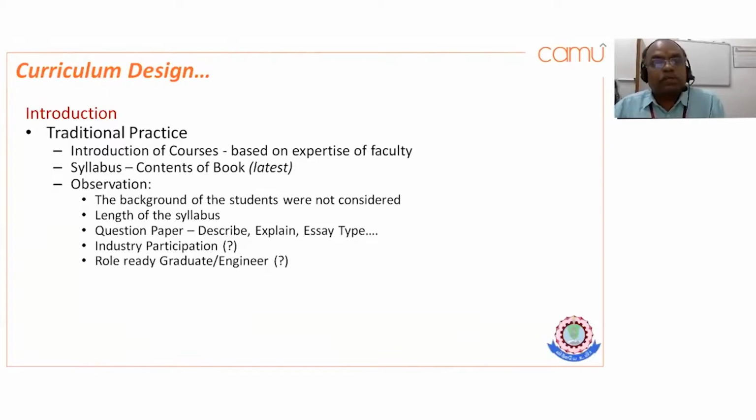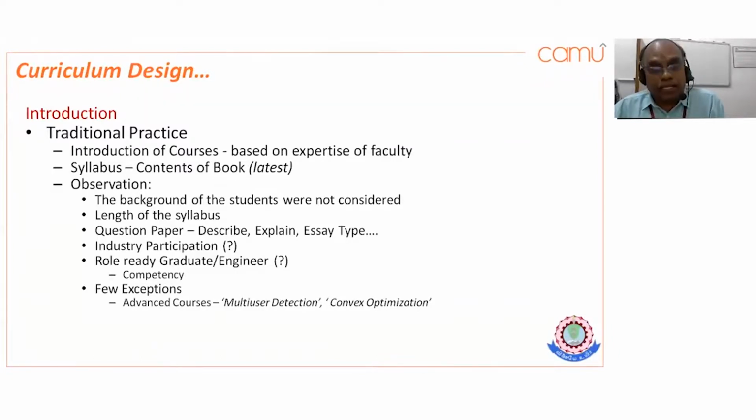Then the question is whether our graduates are role-ready engineers. That's going to be the next question I would like to answer. The question is on the competencies of the graduates we are producing now. There may be a few exceptions in the current practice. Even though we introduce some courses like multi-user detection and convex optimization in the ECE curriculum at the undergraduate level itself, some students take advantage of it, and they get higher institute admission immediately after their graduation. That's a beautiful thing.